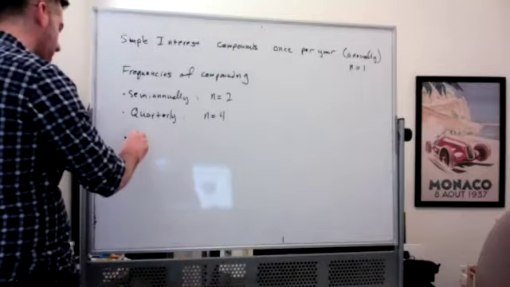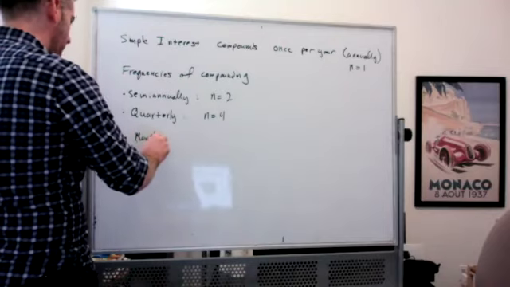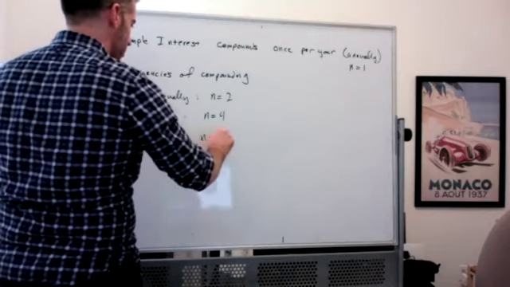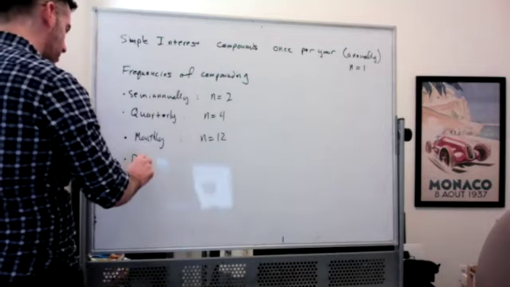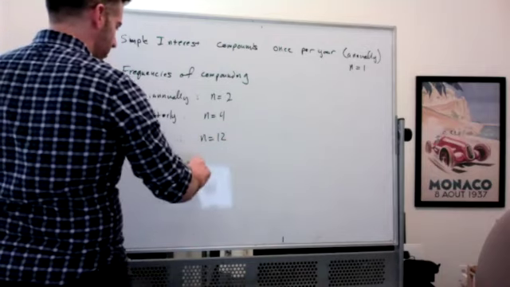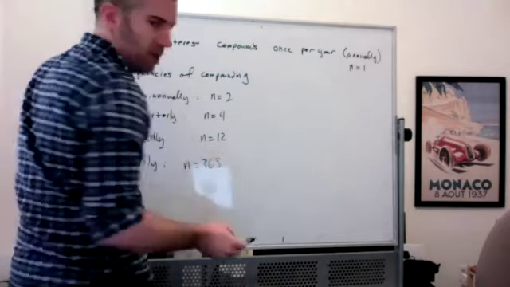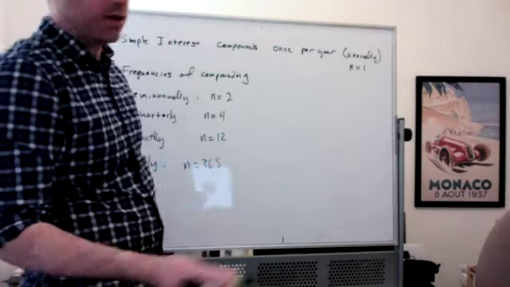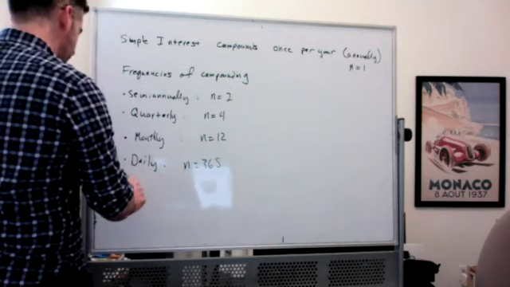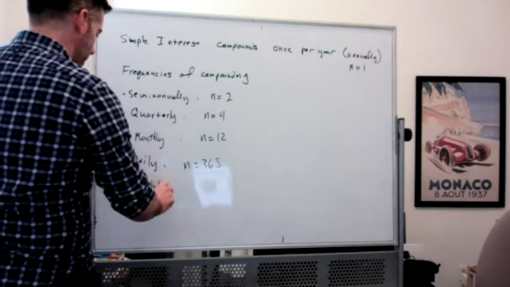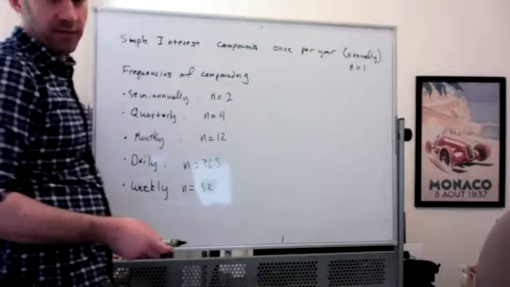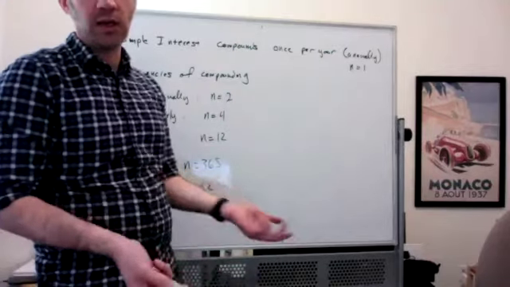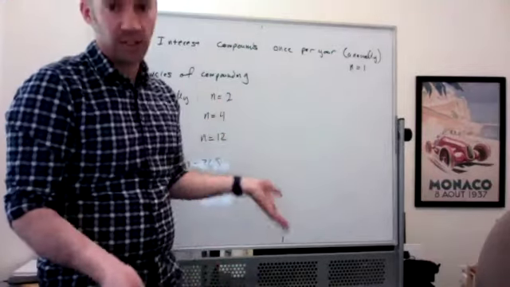You can do it monthly, where n would be 12, right? 12 months per year. You could do it daily, n equal to 365. And those are kind of the most common. Oh, sorry, I forgot weekly. Weekly would also be a good one, where n would be 52. So these are the typical kind of amounts. So if someone says we're compounding weekly, you know that n is supposed to be 52 weeks per year.